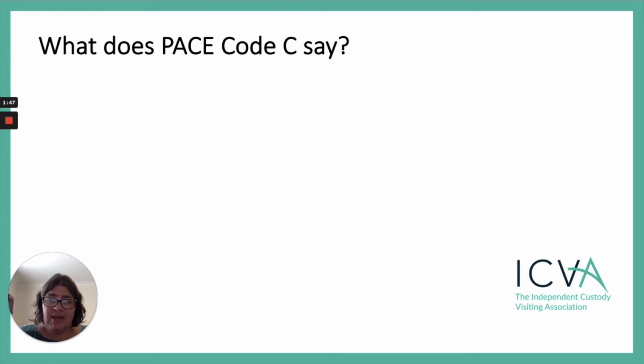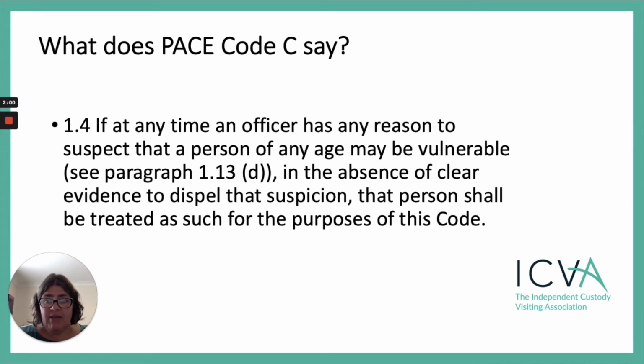So what does PACE Code C say? Well, PACE Code C is what governs how people are treated, their rights and entitlements whilst in police custody, and it also includes definitions of vulnerability. And PACE Code C says, if at any time an officer has any reason to suspect that a person of any age may be vulnerable, with a paragraph there that we'll look at in a second, in the absence of clear evidence to dispel that suspicion, that person shall be treated as such for the purposes of this code. So it's a bit of a convoluted sentence, but really and truly, if an officer has a suspicion that anyone of any age is vulnerable, if there isn't information to prove that's not the case, then they must be treated as vulnerable.